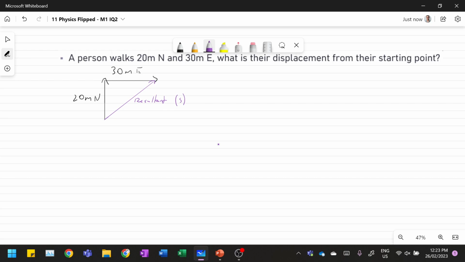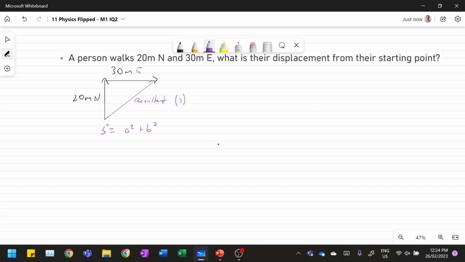However, to find S, we're going to need to employ some trigonometry. So I'm going to be using Pythagoras' theorem. Now S in this case is the hypotenuse, so it's going to be on one side of the equation by itself, and that's going to be equal to a squared plus b squared, or 20 squared plus 30 squared.